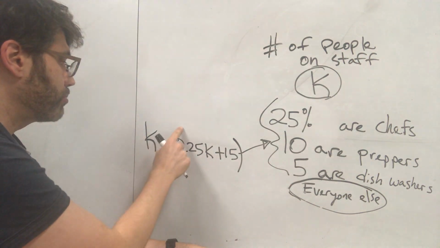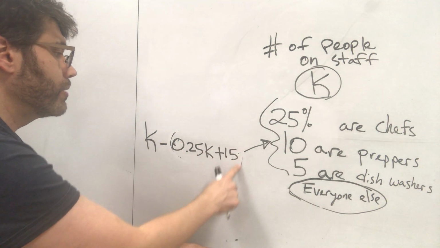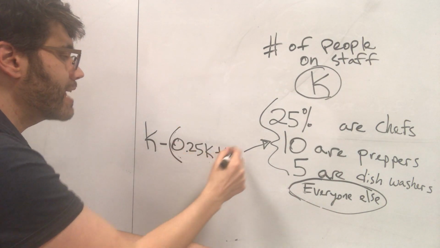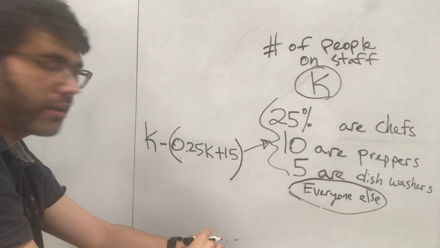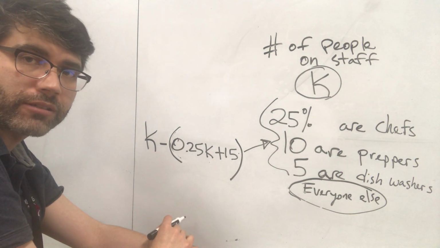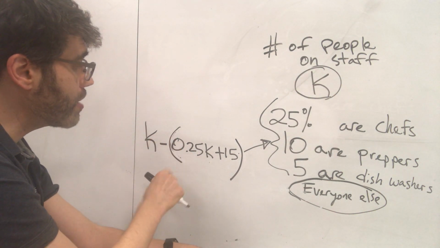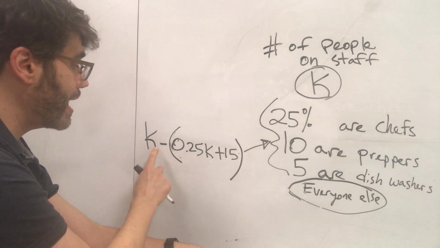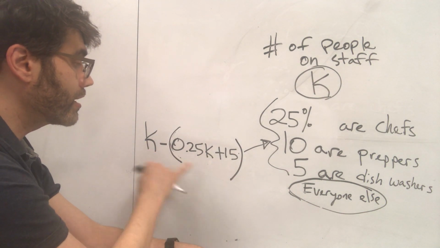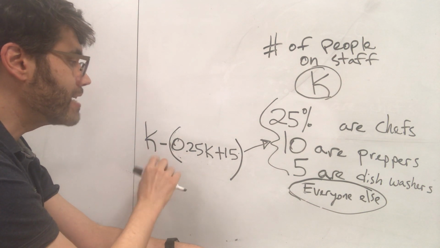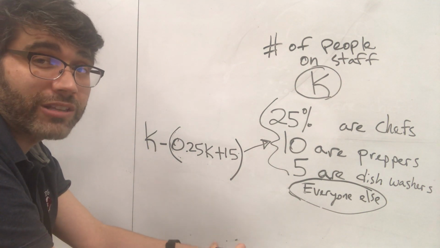If I did not put the parentheses here, then all I would be doing is just subtracting the chefs from K. But I want to subtract all of the people from K, all at once. Okay, so it's really important that you put this parentheses in. So now I need to combine like terms. I have K and K here, so I can combine those. But in order to do that, I need to take away the parentheses. How do I take away the parentheses?